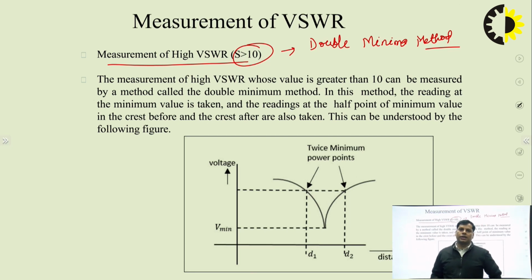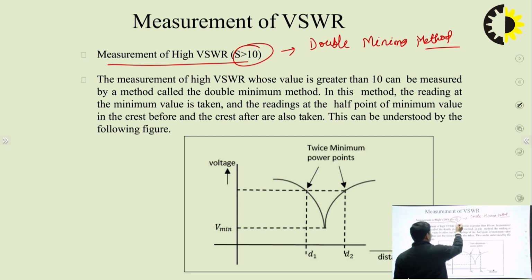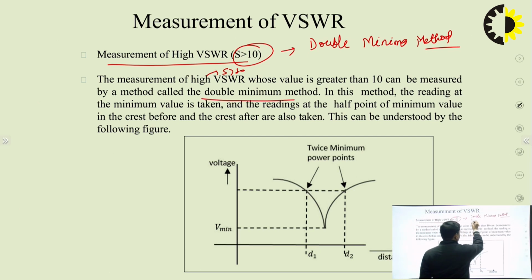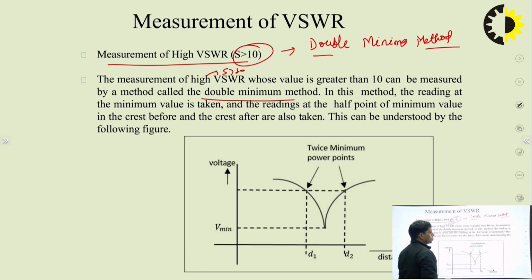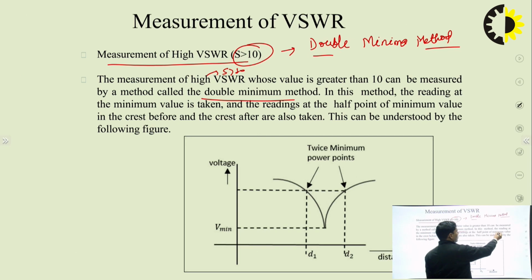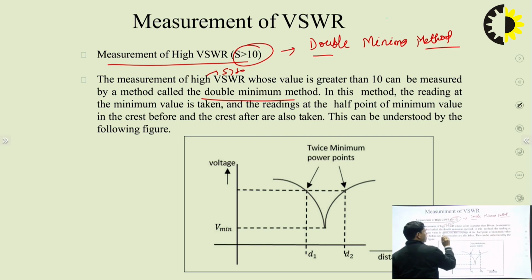In this, we are doing the measurement of high VSWR, that means S greater than 10, whose value is greater than 10 can be measured by a method called the double minima method, which I have written here. In this method, the reading at the minimum value is taken, and the readings at the half-power points of the minimum, in the crest before and the crest after, are also taken.